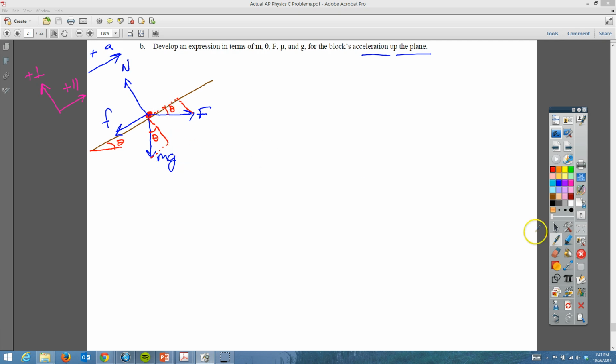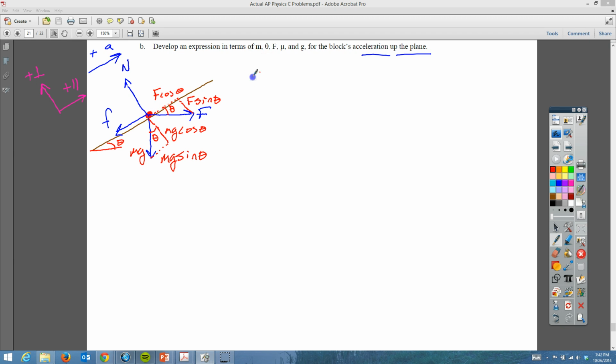So now let's go ahead and I'm going to move my mg over. I'm going to make my eraser a little bit smaller here. It's a little bit too big for what I need. So I'm going to move my mg over to where it really belongs, which is right there. This F is probably okay. This side is going to be the opposite side of the angle, so it's mg times the sine of the angle. This is the adjacent side, so it's mg times the cosine of the angle. This is the opposite side, so we're going to say that this is F times the sine of the angle, and this is the adjacent side, so this is F times the cosine of the angle.